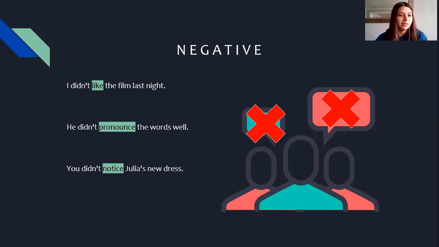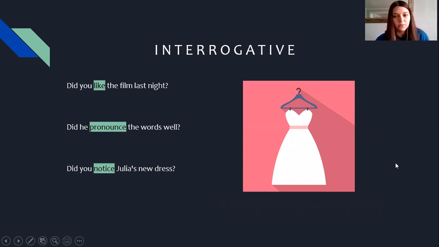Okay, so we have some examples like, I didn't like the film last night. He didn't pronounce the words well. And you didn't notice Julia's new dress. Okay, and now we're going to move into the interrogative one.